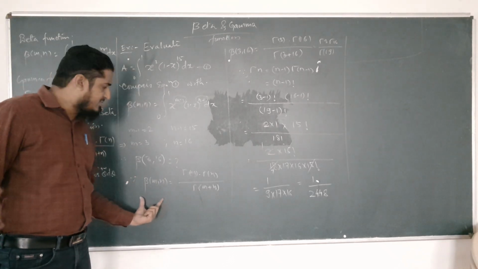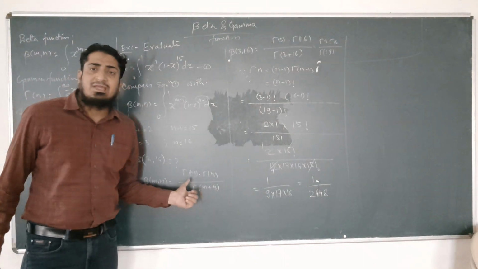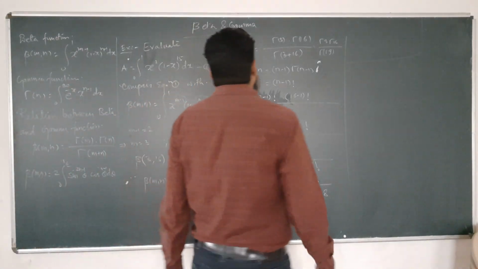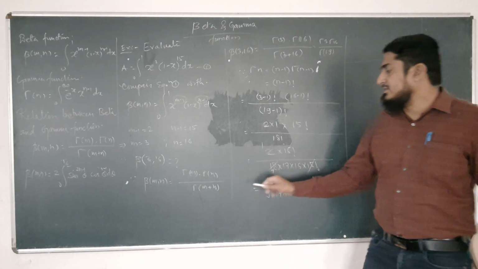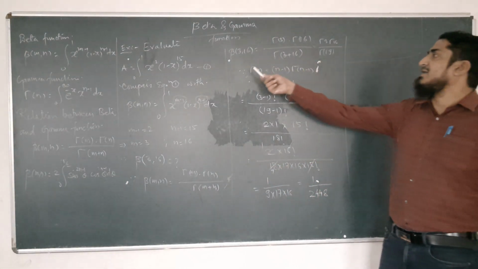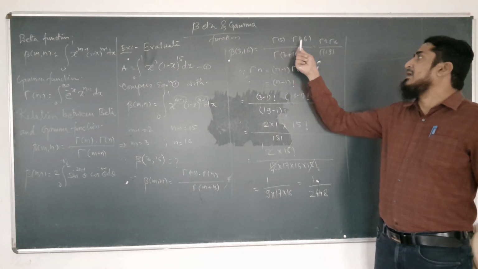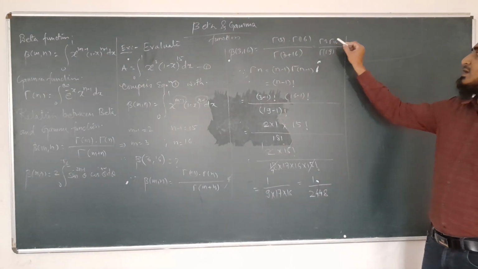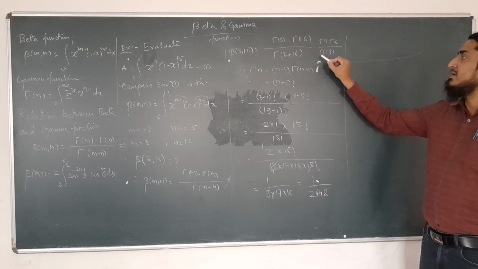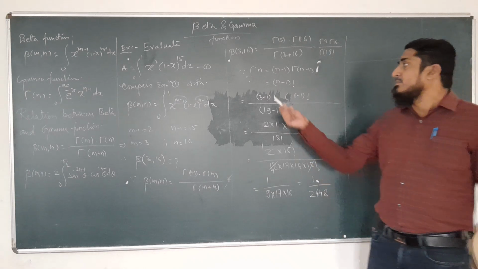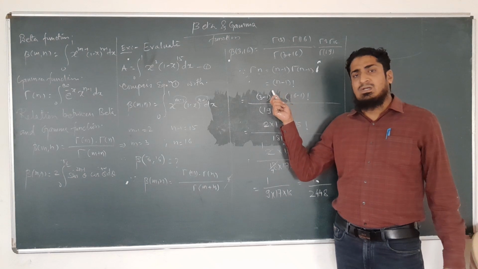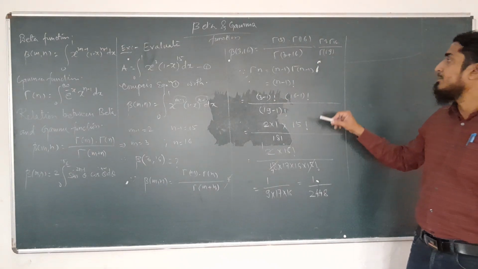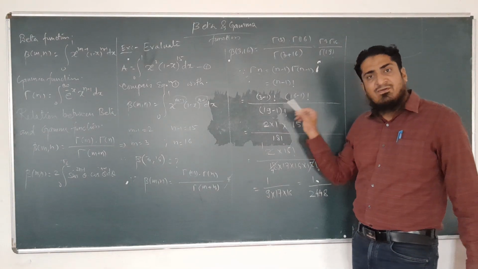Since we know the relation between beta and gamma function, beta mn is equal to gamma of m into gamma of n upon gamma of m plus n. Now we put the values of m and n in this equation. Replacing m by 3 and n by 16, we get gamma of 3 into gamma of 16 upon gamma of 3 plus 16, and 3 plus 16 is 19, so it becomes gamma of 19. And we know that gamma of n is n minus 1 factorial. So gamma of 3 becomes 3 minus 1 factorial, gamma of 16 becomes 16 minus 1 factorial, gamma of 19 becomes 19 minus 1 factorial.